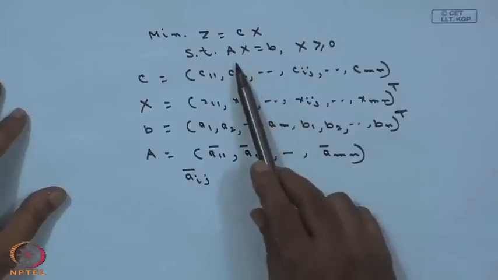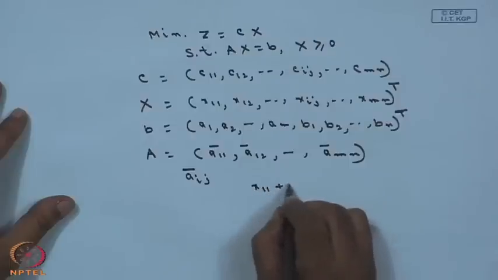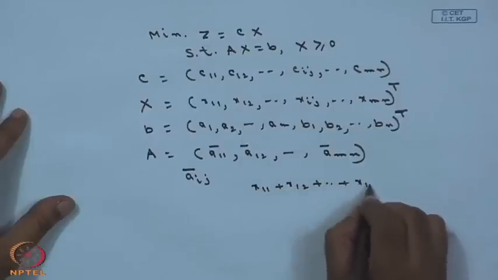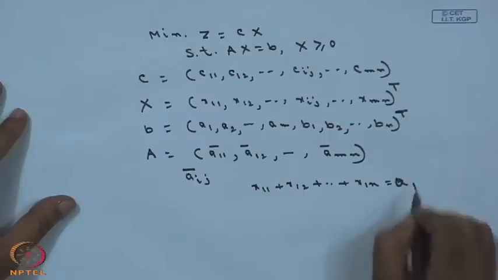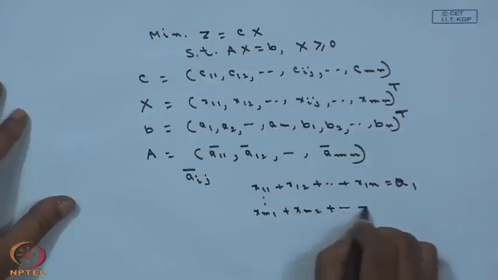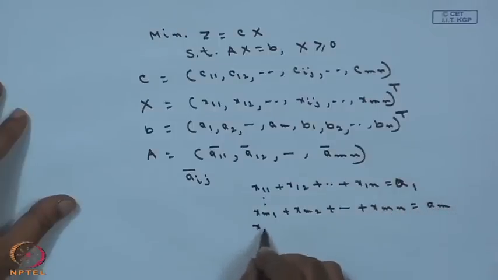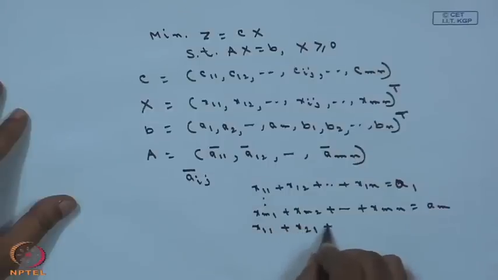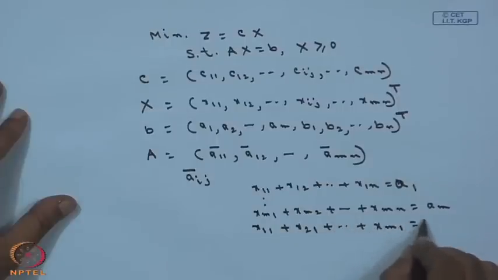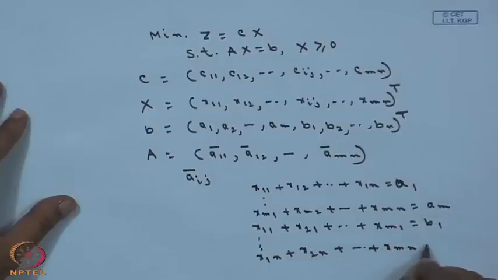So, if you break Ax equals b and rewrite it, it will be something like this. I am writing x11 plus x12 plus x1n, this will be equal to A1, like this way you will have xm1 plus xm2 plus xmn, this is equal to Am. Again you will have x11 plus x21 like this way xm1, this is equal to B1, and the last one is x1n plus x2n plus like this way xmn, this is equal to Bn.